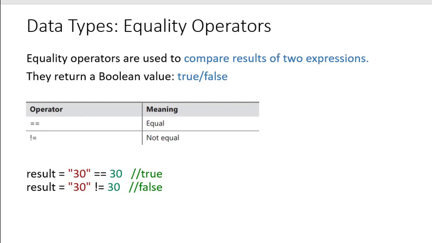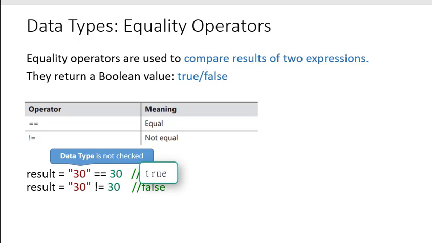Equality operators are used to compare results of two expressions. They return a Boolean value. These operators are equal to and not equal to. Double equal sign is used for the equal to operator. And exclamation sign and equal sign is used for not equal to.